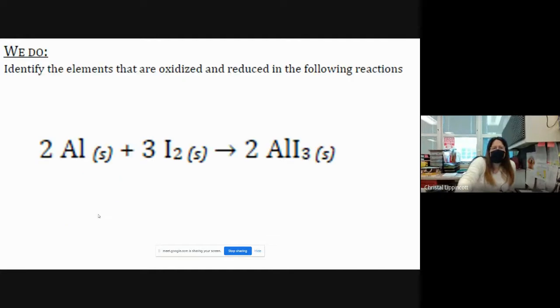Okay, identify the elements that are being oxidized and reduced. Well, this one is going from a 0 to a +3, so it has lost electrons. So the aluminum is being oxidized. And I is going from a 0 to a -1, so it is being reduced.